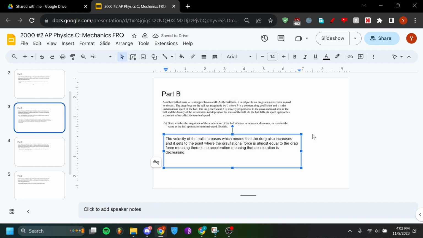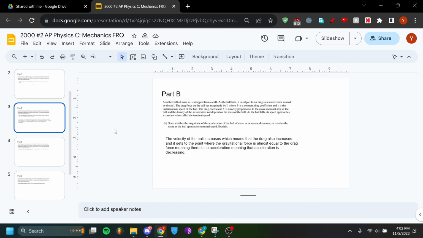Also, if you just think about it, acceleration would decrease if you're going to hit terminal velocity. For example, if you're increasing and then suddenly you hit a peak, you can't increase more than that. It's just going to be the same velocity. So that means that acceleration has to decrease for it to do that. So yeah.